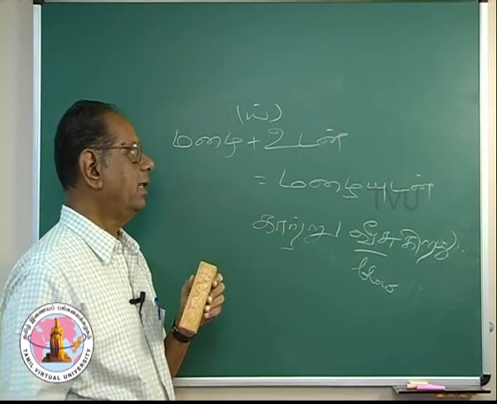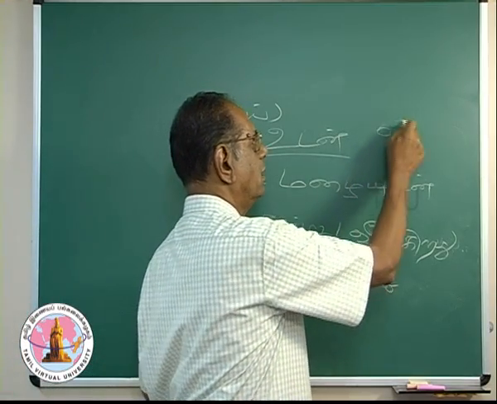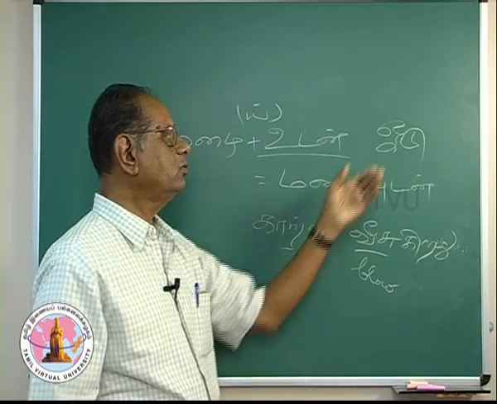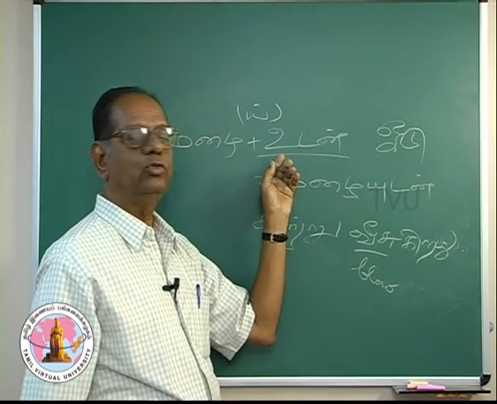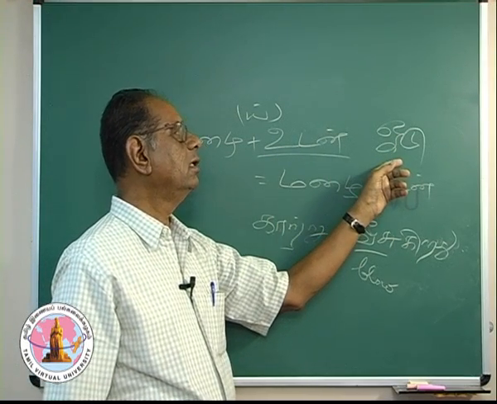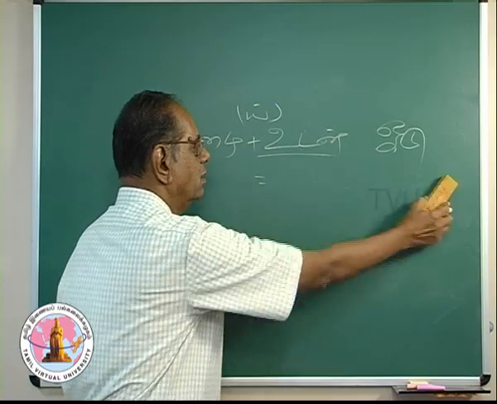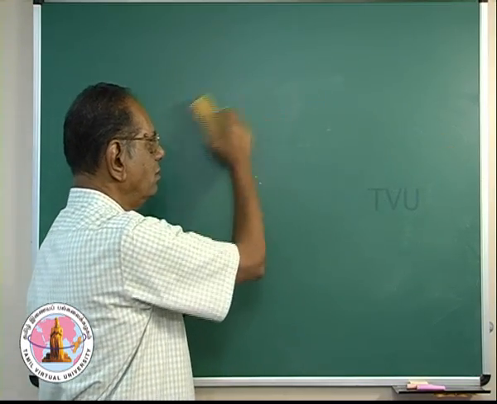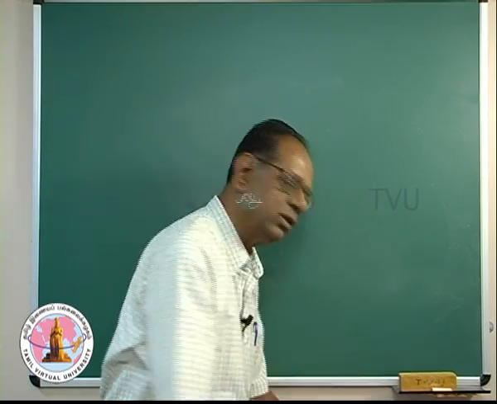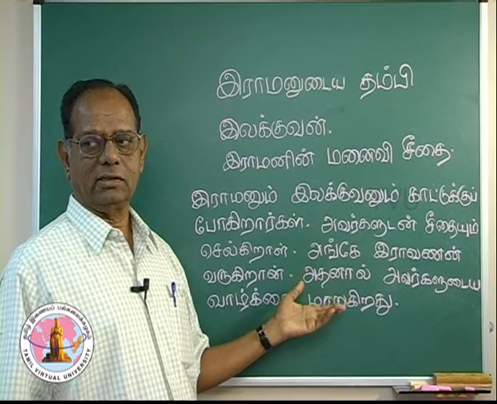You will find that this udan can be replaced by odu. Wherever you make use of odu, you can have this udan. Wherever this udan occurs, it can be replaced with odu. So, odu and udan mean the same, and they serve the purpose of being with or being together with. Here, I have given a few sentences.